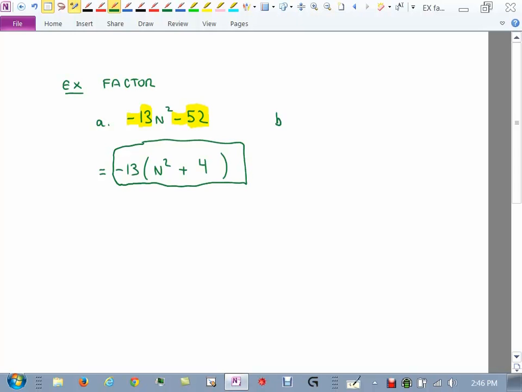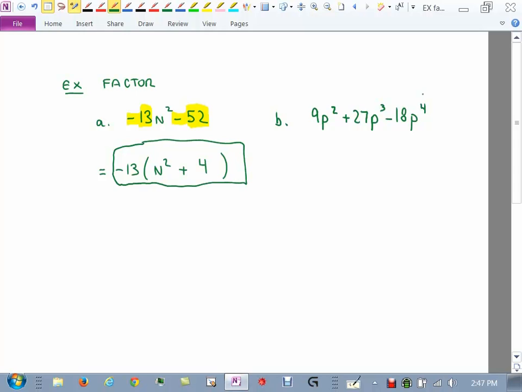Okay, let's try another one. B. 9p squared plus 27p cubed minus 18p to the 4th. Don't worry, I'm not going to just do the whole class of me doing this, all right? There will be some point where you're going to be able to work and kind of wake up again.